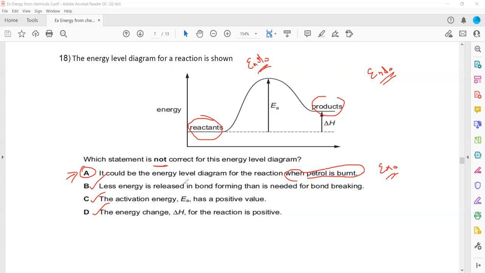Activation energy is always positive. It does not depend on whether the reaction is endo or exo. But the energy change for an endothermic reaction is positive, and for an exothermic reaction it will be negative.